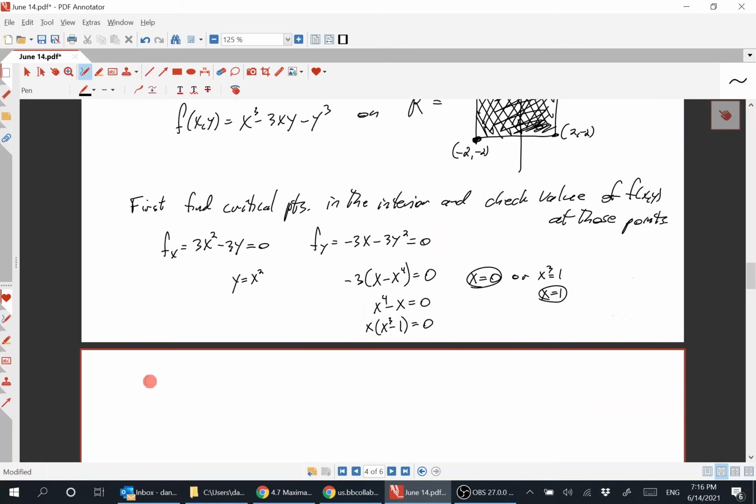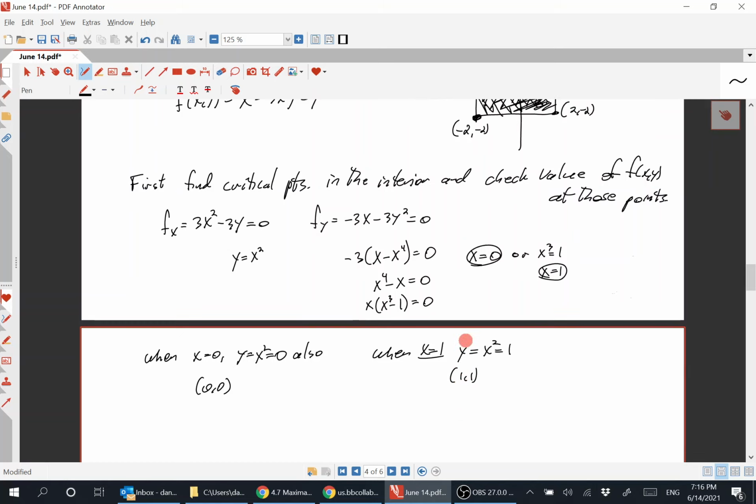When x is equal to 0, y is equal to 0. Right, y is equal to x squared is equal to 0 also. So you have critical point (0, 0). And then when x is equal to 1, y is equal to x squared is equal to 1. So we have critical point (1, 1). So two critical points there.